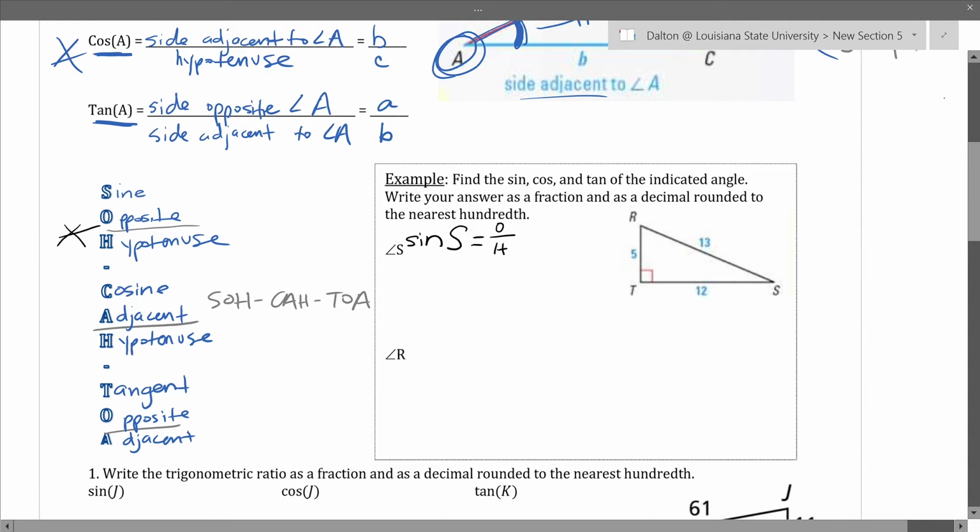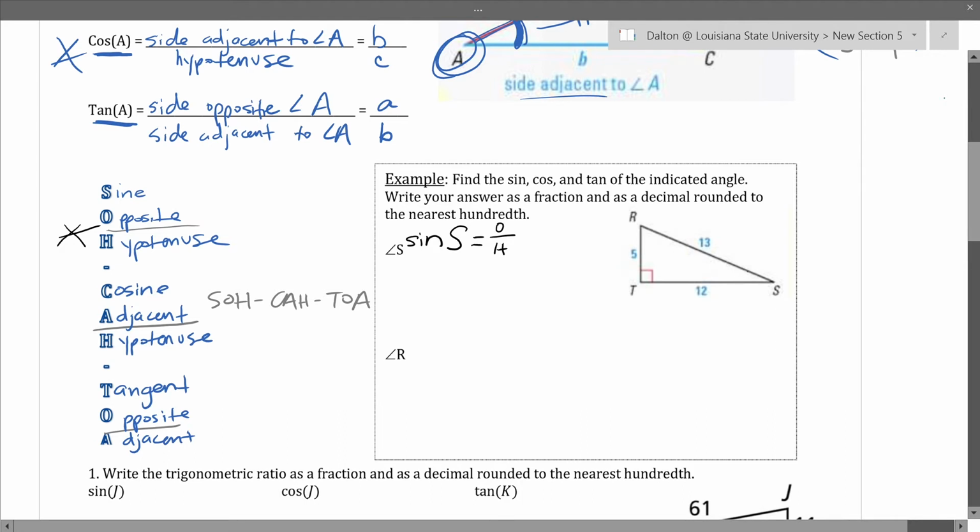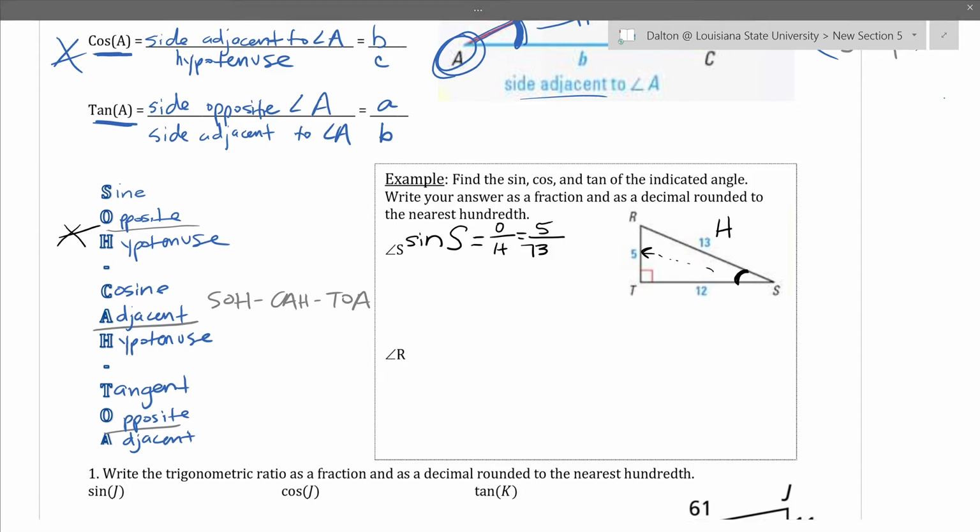So again, this reference point of angle S is really important. I want you to imagine yourself standing at angle S and looking at the rest of the triangle. Opposite from angle S is 5, right? It's completely across the triangle. So that's going to be 5 over the hypotenuse, which is 13, right? Across from the 90-degree angle. This will never be anything other than the hypotenuse. So 5 over 13 is your answer as a fraction. As a decimal rounded to the nearest hundredth, if you type this in it looks like 73. Let me fix that.